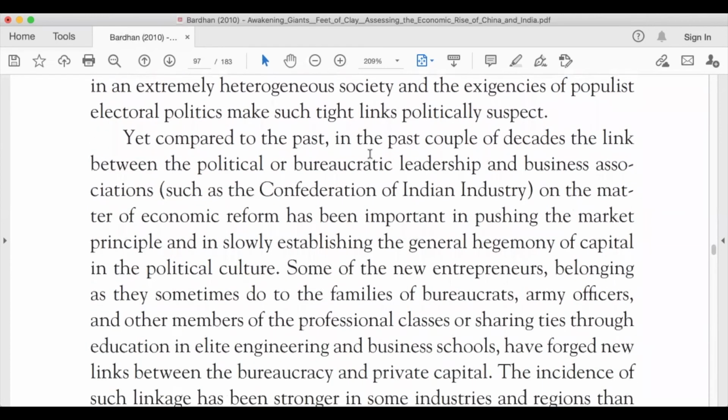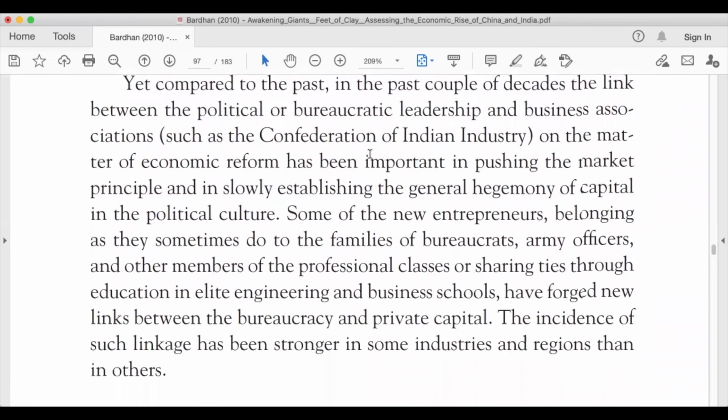Yet, compared to the past, in the past couple of decades, the link between political or bureaucratic leadership and business associations such as the Confederation of Indian Industry on the matter of economic reform has been important in pushing the market principle and slowly establishing the general hegemony of capital in the political culture.